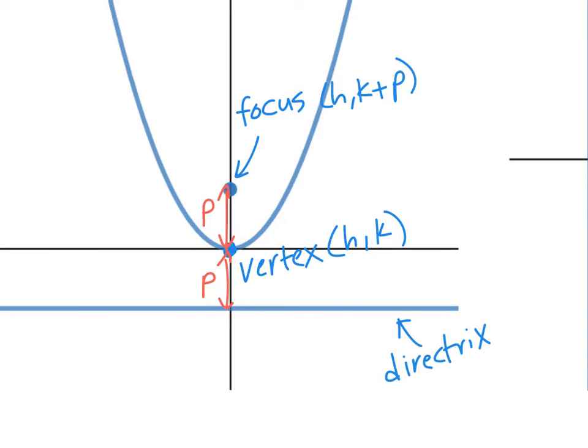Now, directrix is a line. It's a horizontal line in this case. So what's the equation? Y equals K minus P, because it's a horizontal line, therefore must be Y equals. Are you guys with me? Oh, yeah. Okay. All right, so that's that.